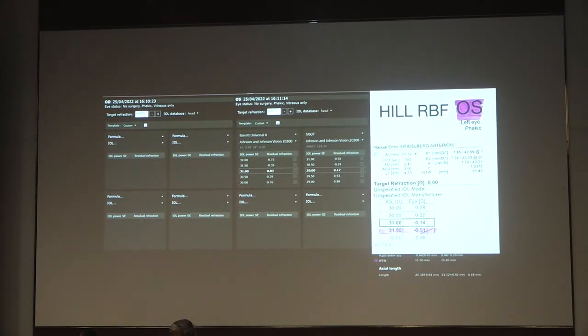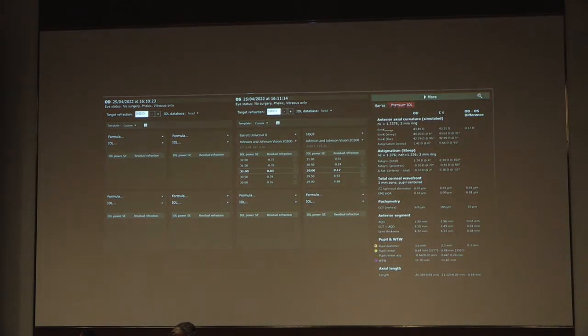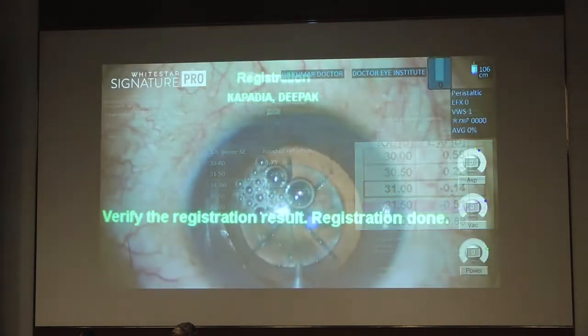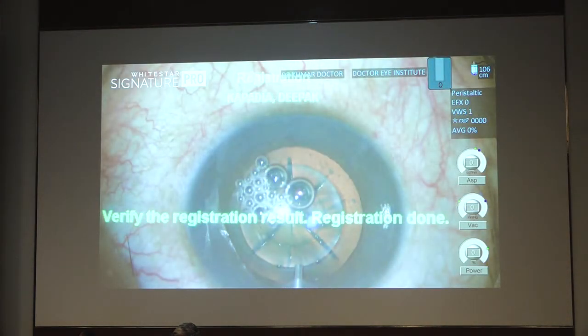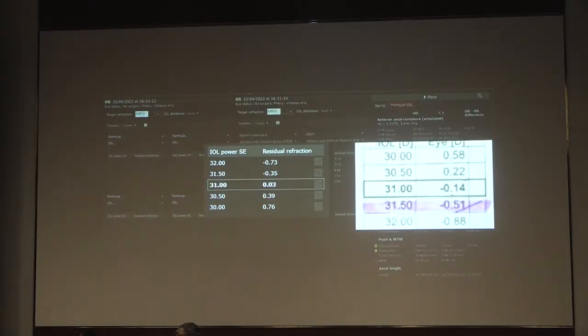At our center, we use the Barrett, the Hill RBF, sometimes the SRKT, depending on the axial length. So we do 3 formula calculations for each eye. Here you can see that the Hill RBF said to use a 31.5 on the anterior. With the Barrett, I got 31 as 0.03 and 31.5 as minus 0.35. So this is what I got on the anterior.